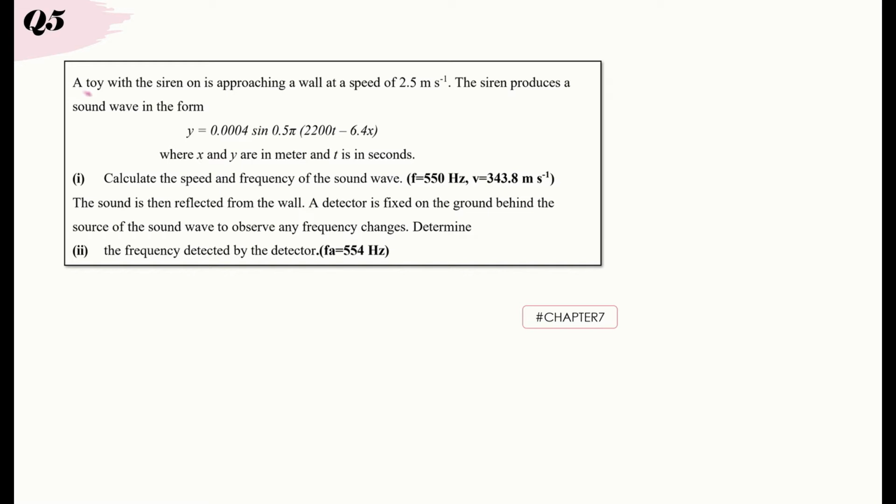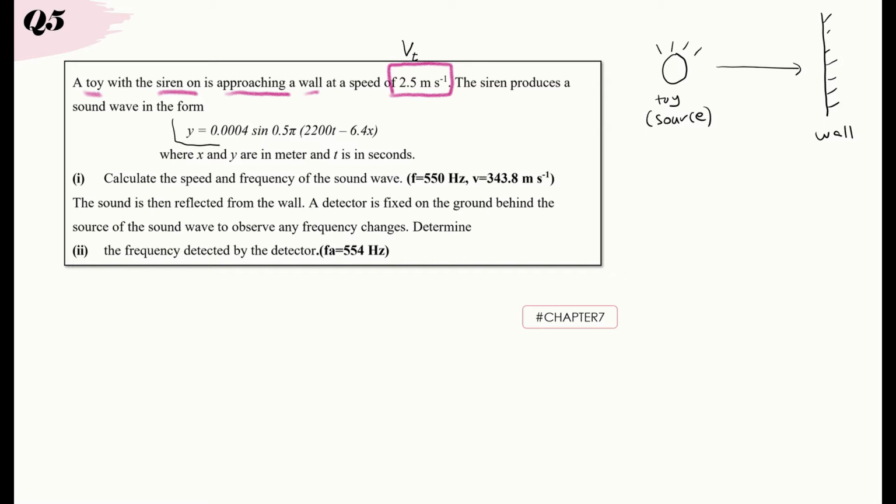So we have a toy with siren on approaching a wall at a speed of 2.5 meter per second. So this is the velocity for the toy. Okay, so if we draw the case, we have a toy with the siren on. So our toy here is basically the source of the sound. Then this toy is approaching a wall. So this is the equation given.